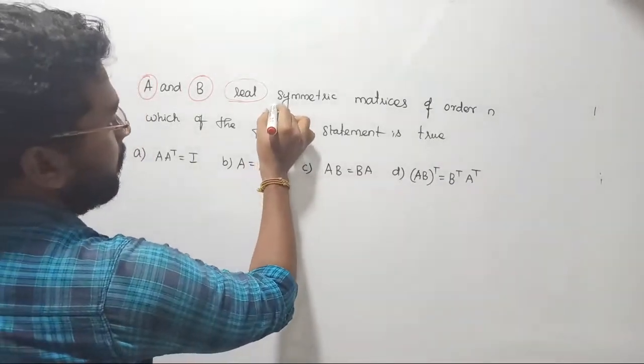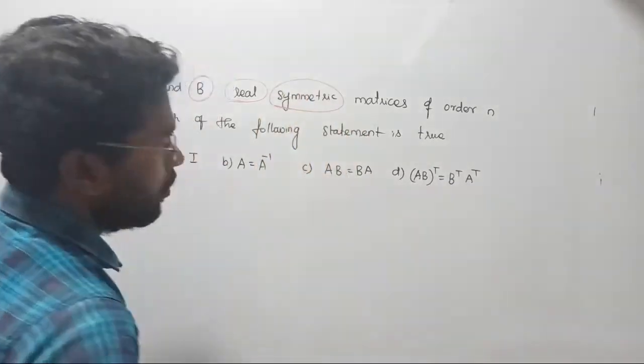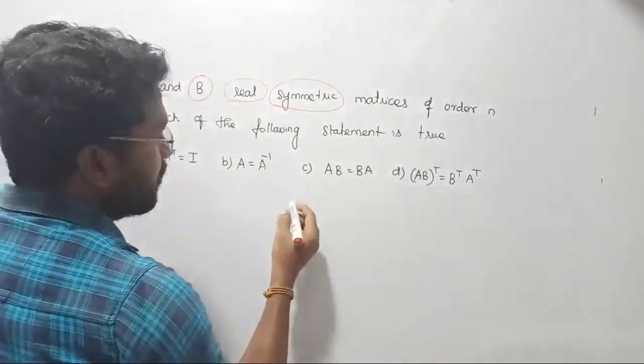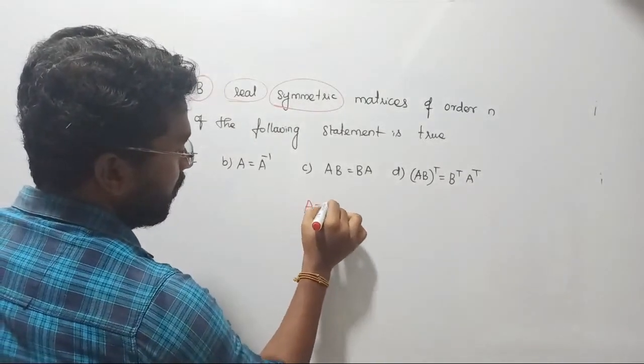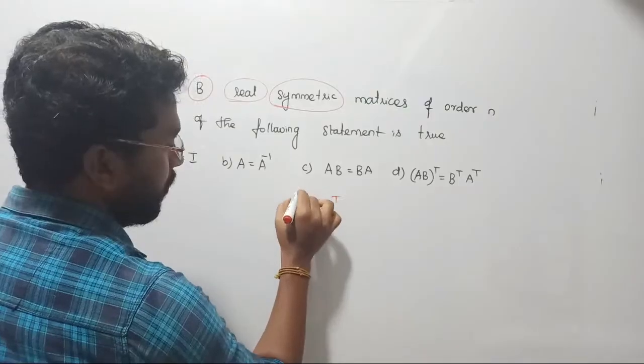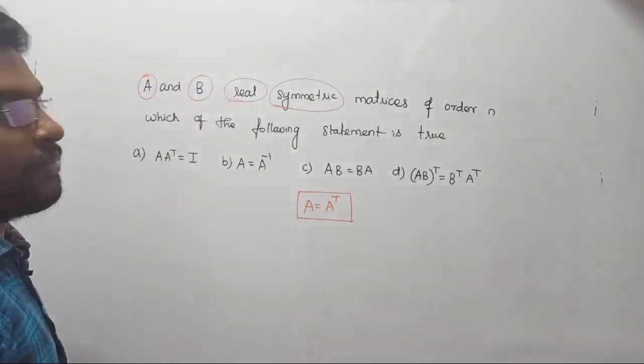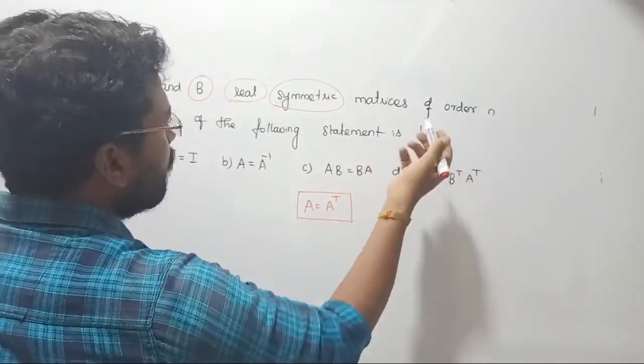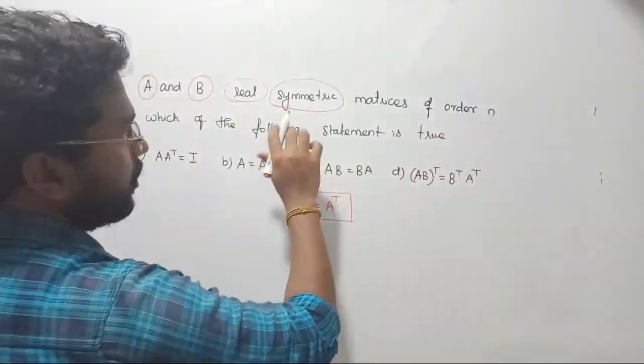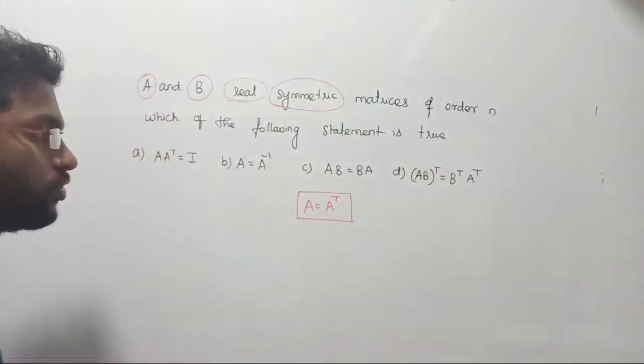Similarly, your matrix is also going to be symmetric. What do you mean by a symmetric matrix? A symmetric matrix means A and A transpose are always equal, correct? Yes, that is the property of a symmetric matrix, of order n. Okay, which of the following? They are asking which statement can be true for such a matrix.